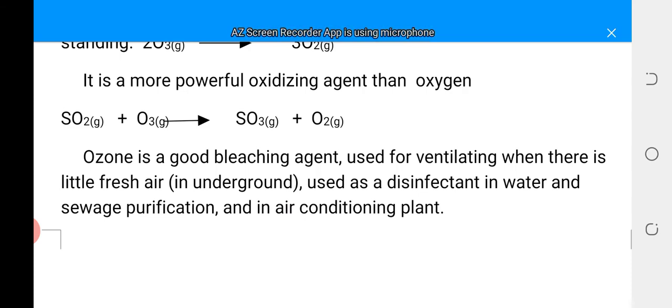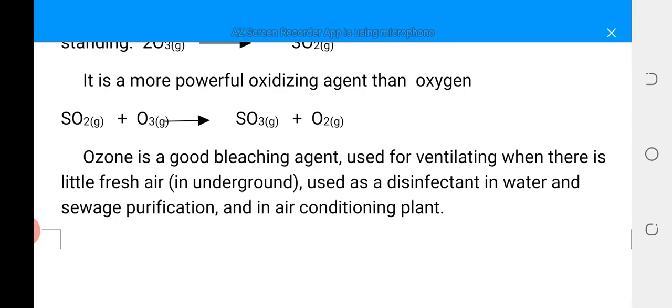So ozone, what is it used for? Ozone is a good bleaching agent, and is used for ventilating when there is little fresh air, especially underground, for people that are doing mining or underground tunnels where a train is passing. There can be little oxygen underneath. If you don't want people to be suffocated, you can take ozone there so that oxygen can be readily got from it.